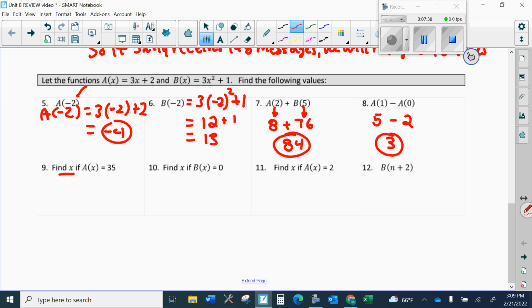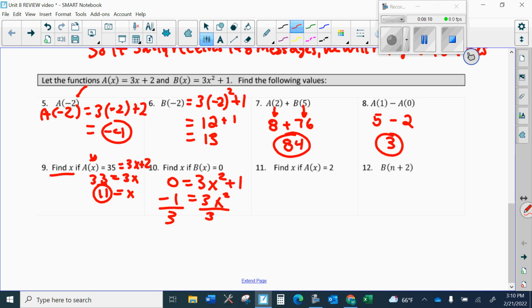Now it says find x, so that means they're giving you y. Remember, A of x is like y. So if y equals 35, solve it for 3x plus 2. Subtract the 2 across, you get 33, and divide by 3, and you get 11. Set it equal to 0, 3x squared plus 1. Okay, subtract it across, -1. Next step, divide by 3.